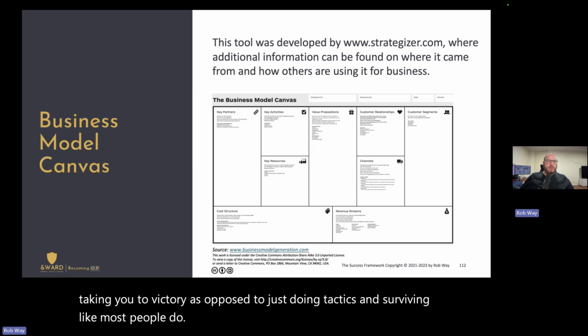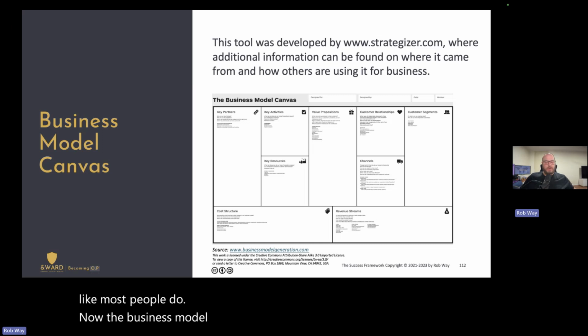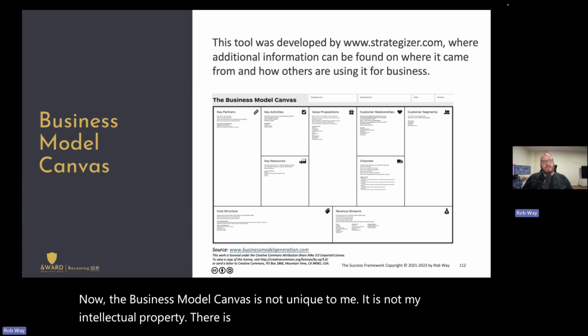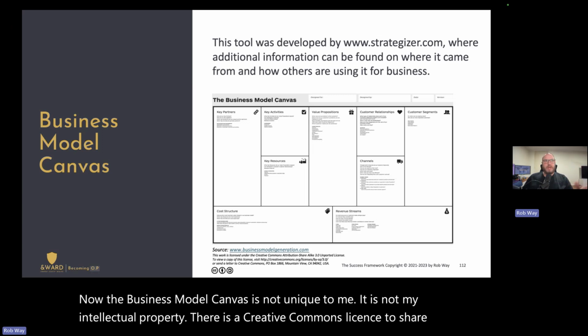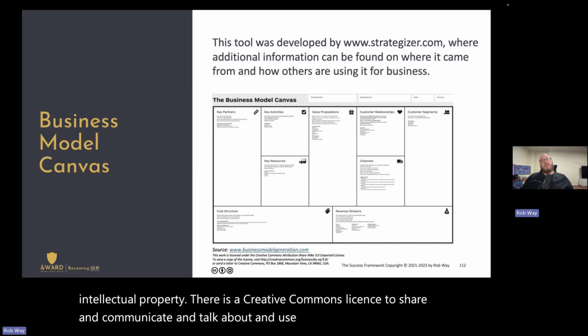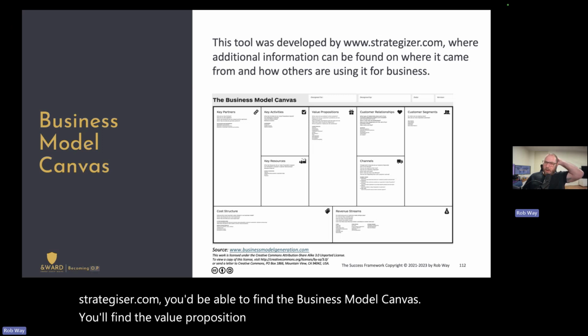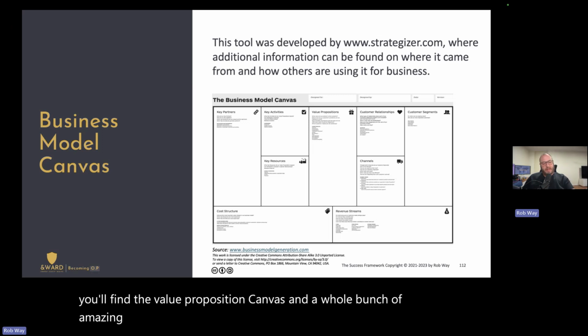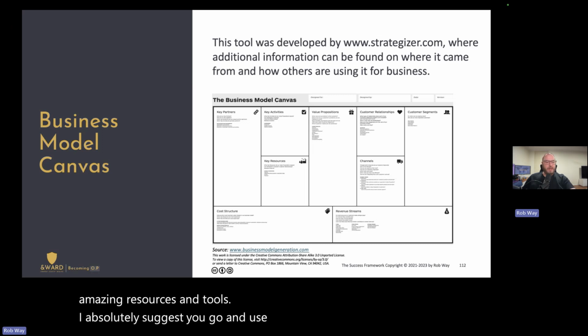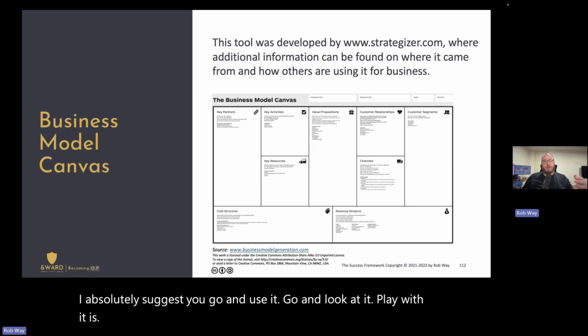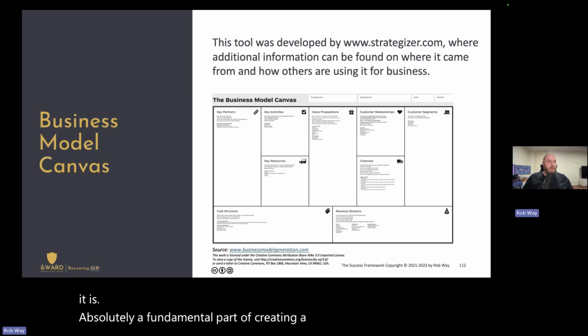Now, the business model canvas is not unique to me. It is not my intellectual property. There is a Creative Commons license to share and communicate and talk about and use this. If you were to go to strategizer.com, you'd be able to find the business model canvas, you'll find the value proposition canvas, and a whole bunch of amazing resources and tools. I absolutely suggest you go and use it, go and look at it, play with it. It is absolutely a fundamental part of creating a great strategy.